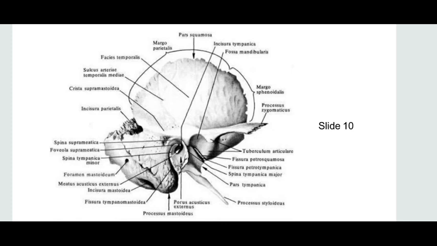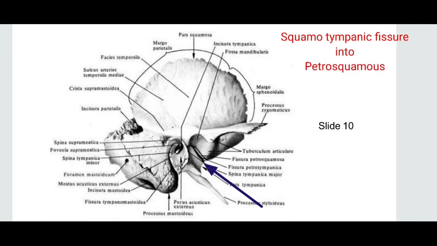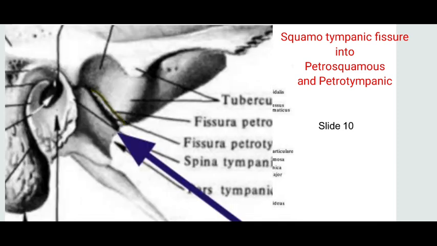The lower edge of tegmen tympani divides the squamotympanic fissure into petrosquamous and petrotympanic parts.